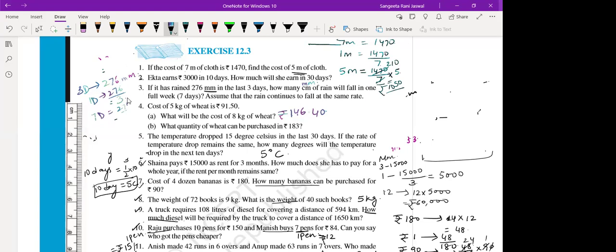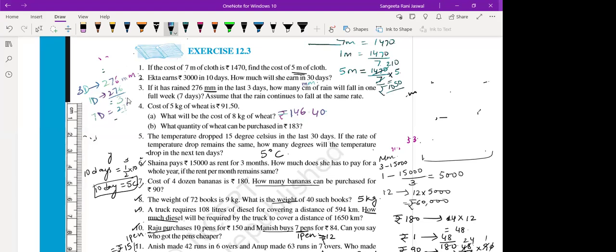Okay, good Neha. Good, beta. Let me check with others. Yes, Adya, have you done this? Tell me your answer. Shreyansh. Ma'am, I'm doing the B bit. Okay, tell me the answer for the first one. 146.40, ma'am. Okay, that's correct, beta. Okay, do the B bit.